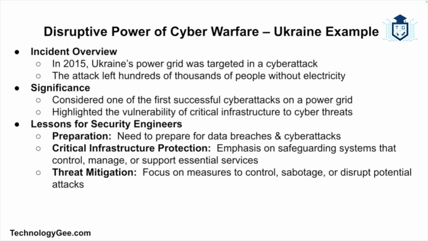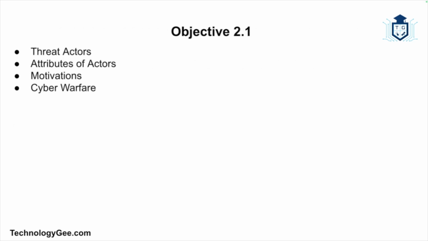The Ukraine example shows the disruptive power of cyber warfare. In 2015, a cyber attack on Ukraine's power grid left hundreds of thousands without electricity, and this is considered one of the first successful cyber attacks on a power grid. Security engineers studying such incidents understand that they must prepare for data breaches and attacks that aim to control, sabotage, or disrupt critical infrastructure. All right, so that was my video where you learned about threat actors, attributes of actors, motivations, and cyber warfare.